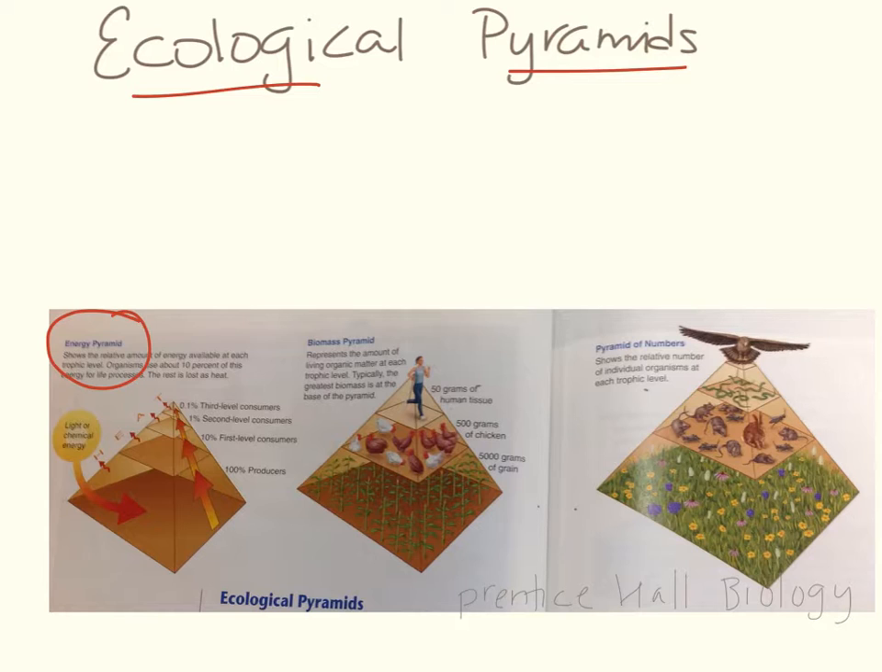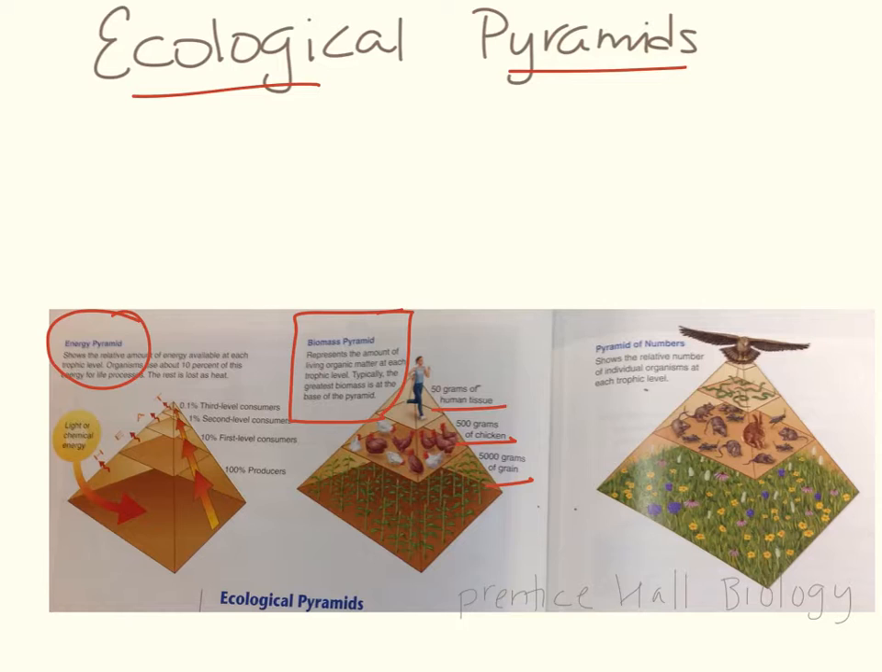The second type of ecological pyramid is the biomass pyramid, and the biomass will be very similar, but instead of looking at it in terms of energy level, we'll be looking at it in either grams or kilograms of material, biomass, biological mass. So here we can see we have 5,000 grams of grain, and that will support 500 grams of chicken, which will support 50 grams of human tissue.